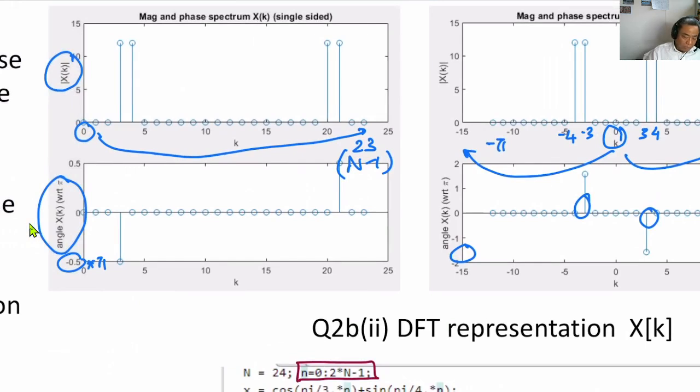Alright, did I make a mistake? I guess it's minus pi over 2, right? So this should be minus pi over 2, so this point should be minus half. So I'm going to change that for you. This is plus half. Okay, Ken, thank you.